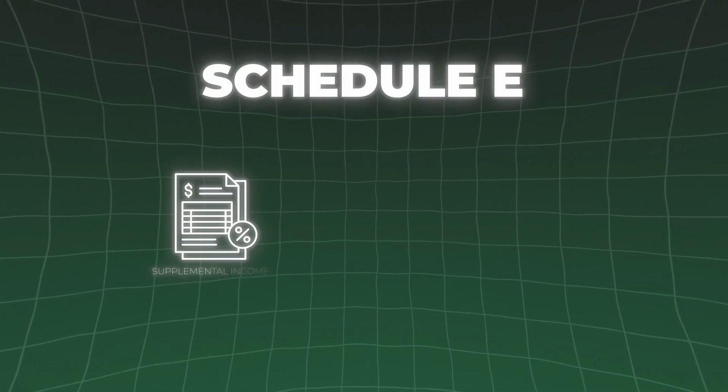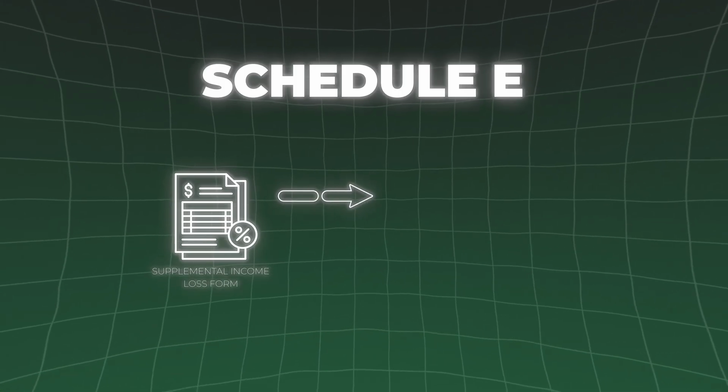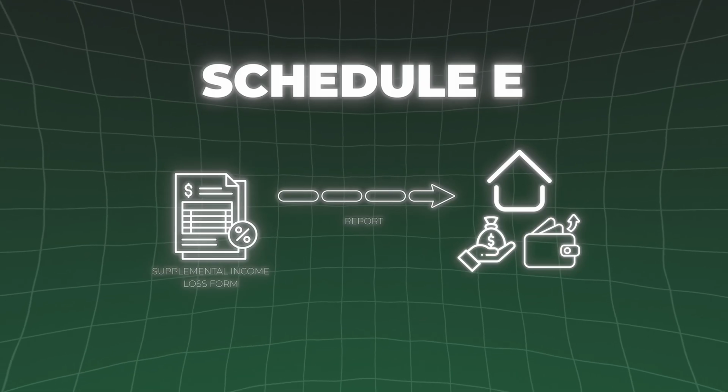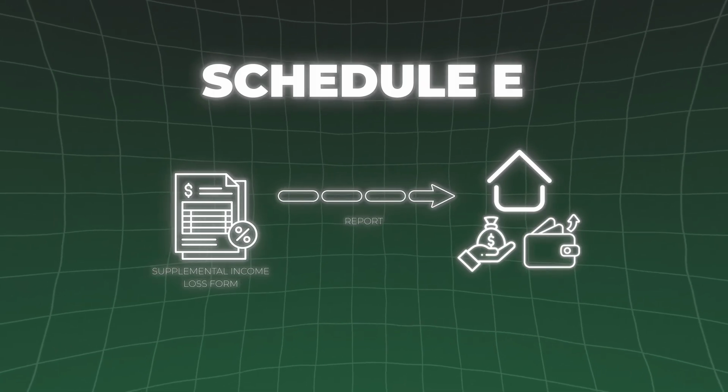If you're a real estate investor or you own rental properties, you have to know what this tax form is, and that is Schedule E. Schedule E is the supplemental income or loss form where you're going to report the income and expenses that rental property makes so that ultimately you know if you have to pay tax on it or not.